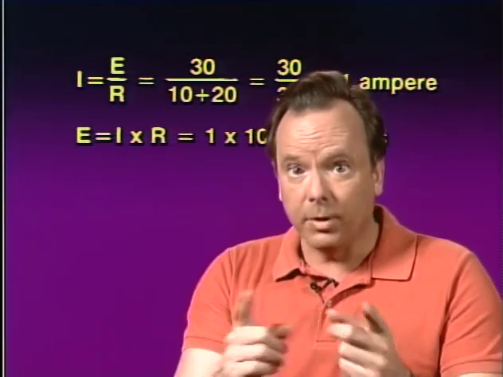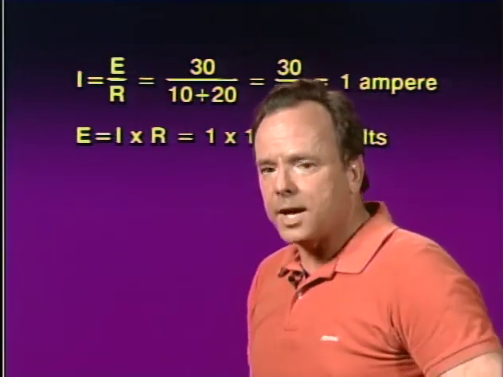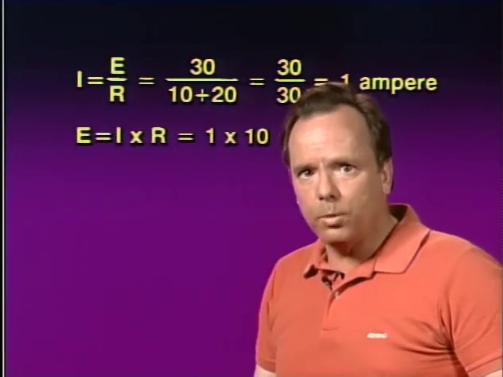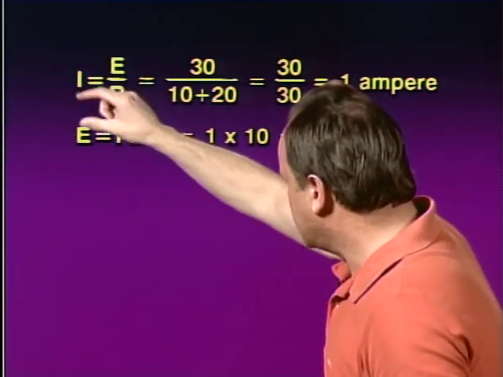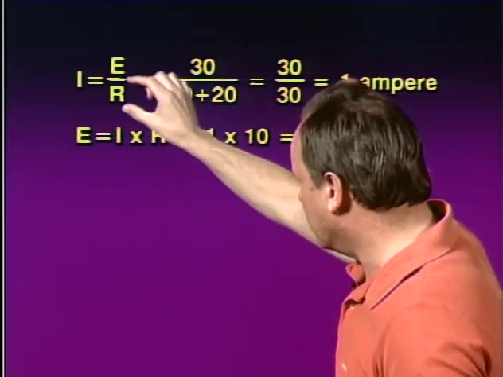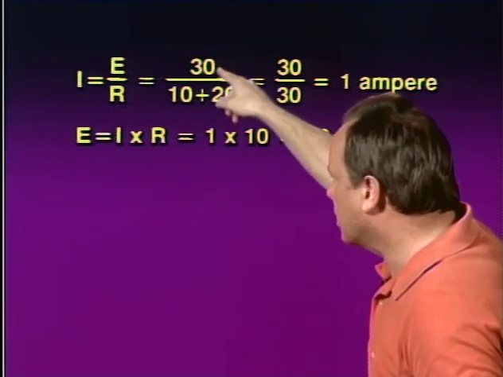We can find the voltage drop across that resistor. Let's take a look at it. First of all, let's find the current for the entire circuit. We'll use Ohm's law, and the current is equal to the electromotive force in volts divided by the resistance in ohms. The volts they told us in this circuit was 30 volts.